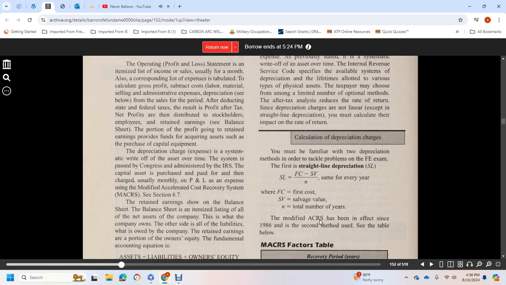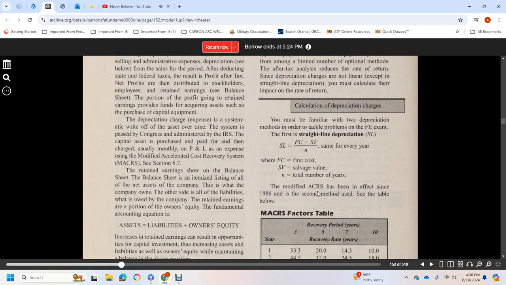Here are the most familiar depreciation methods you need to solve problems in the fundamental exam. The first is straight-line depreciation. Straight-line depreciation is equal to the first cost minus the salvage value, over the total number of years, the same for every year.